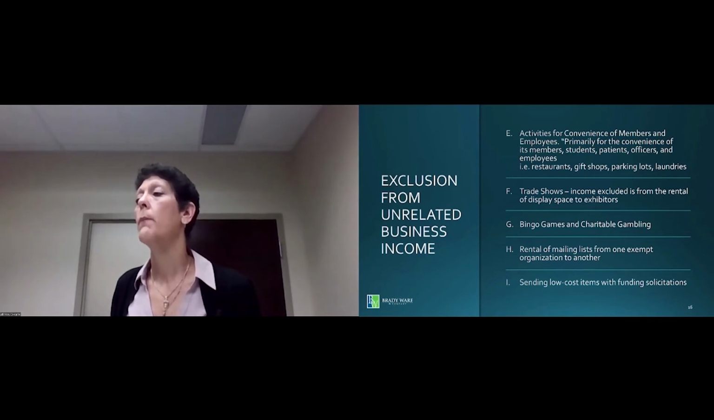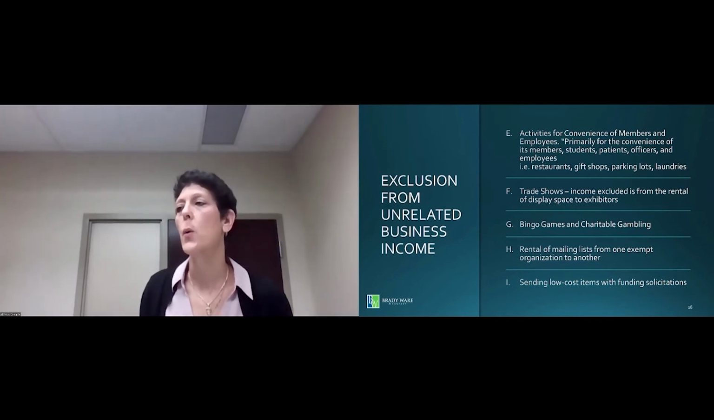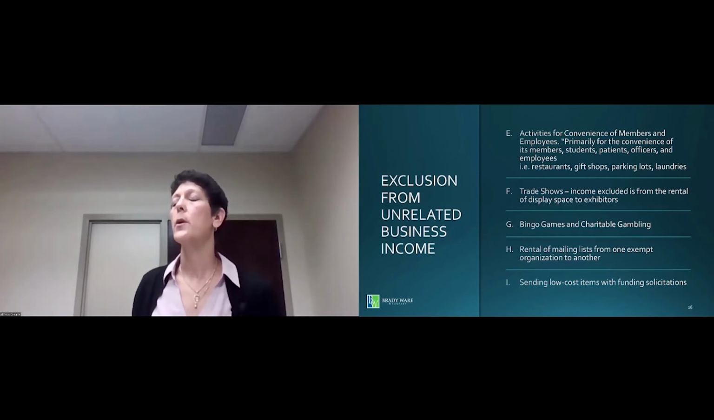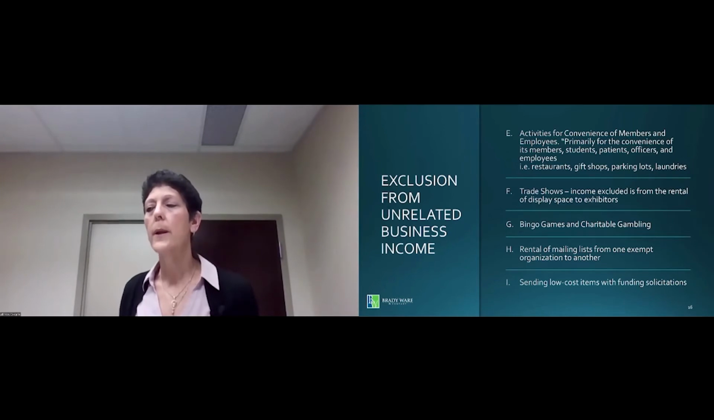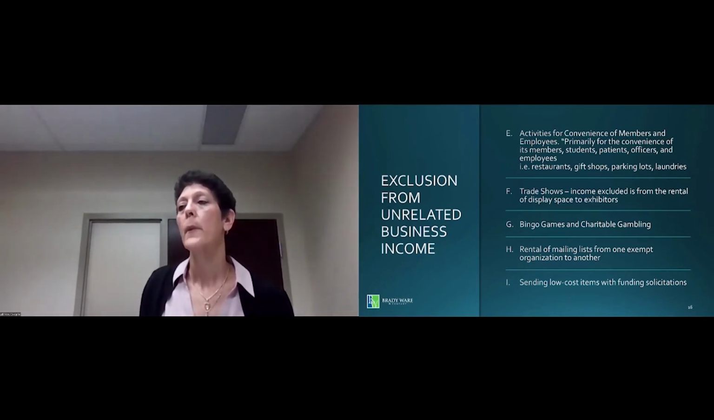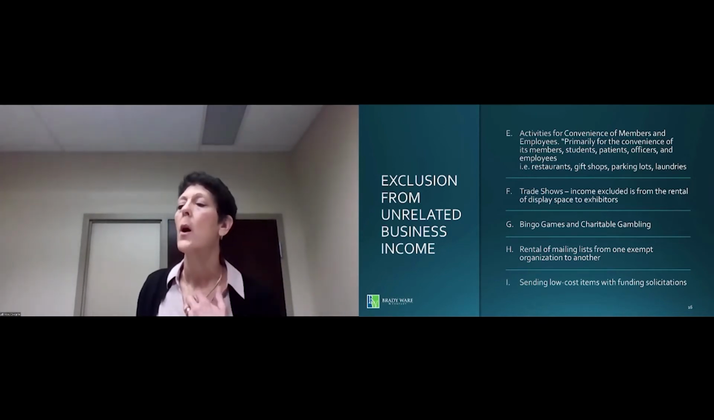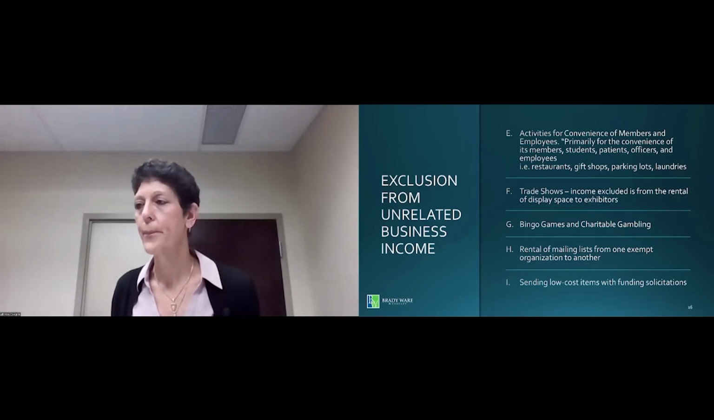Trade shows, the actual rental of the display space to exhibitors, would automatically be excluded. Bingo, games, and charitable gambling. Now, in general, this is tax exempt. You do have to look at your state laws in this area, and then who's generating the income. This is an area where if you can get volunteers to do your bingo games, then you're safe.